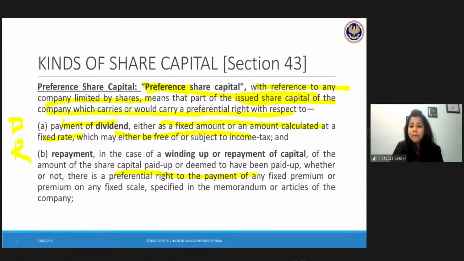Now this premium that is to be paid to the preference shareholder at the time of repayment of capital is specified in the memorandum or the articles of the company. And this premium could be anything. It could be 5%, it could be 10%, but whatever percentage is defined, that will have to be paid.